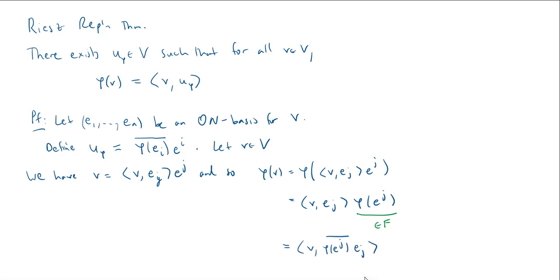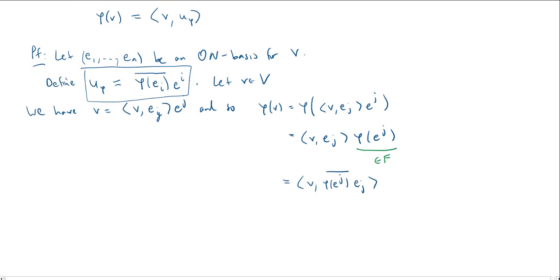Again, I still have one up and one down, so there's still a sum over j. Other than this being a j instead of an i, if we go back and look at our definition of u phi, that's exactly it. We're summing over j, and we're taking the conjugate of phi of e_j times e_j. Here it's over i, but it doesn't matter. So this is actually the same thing as u sub phi.